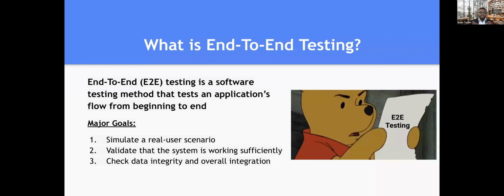What is end-to-end testing? End-to-end testing is a software testing methodology that evaluates a piece of software from start to finish, as if it will be used by the actual users. This method aims to replicate real user experiences to validate the system for integration and data integrity.